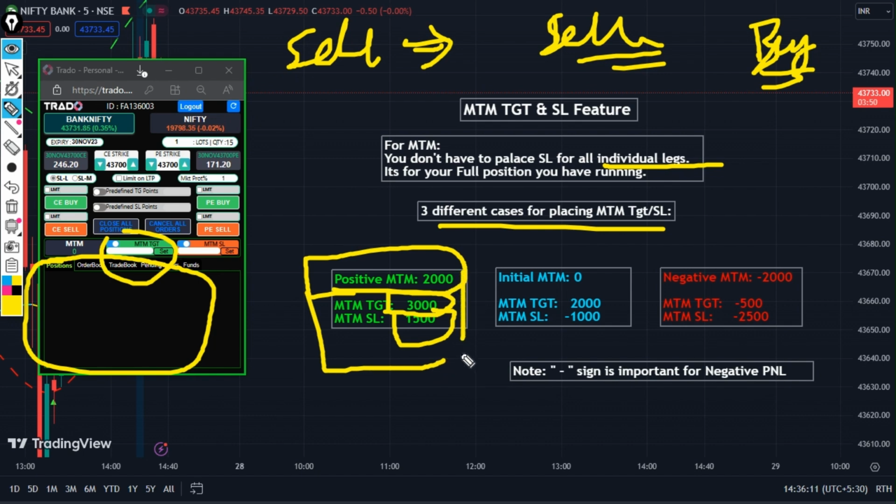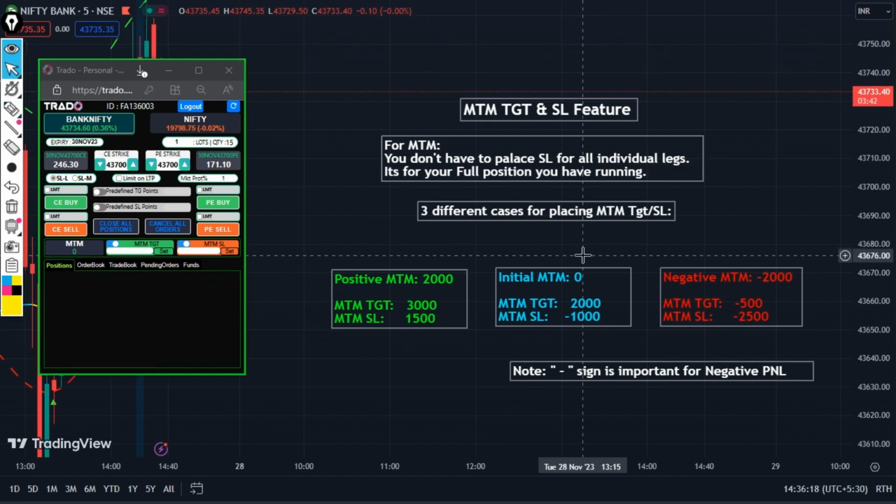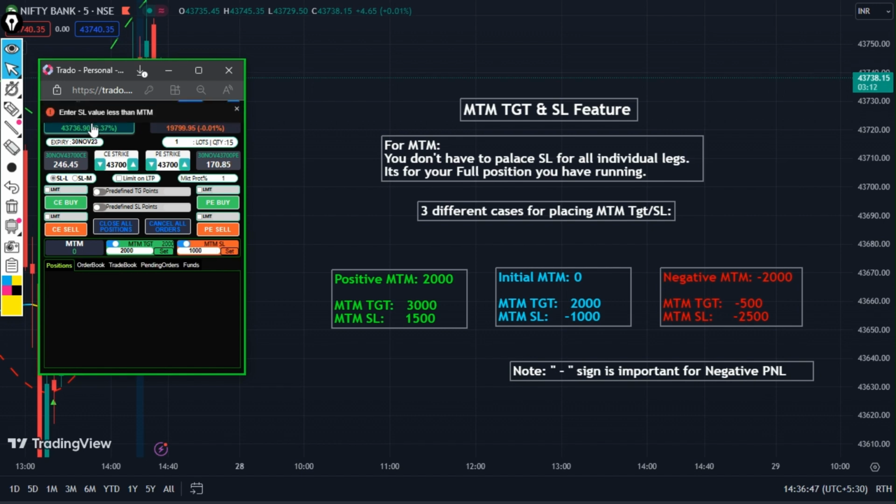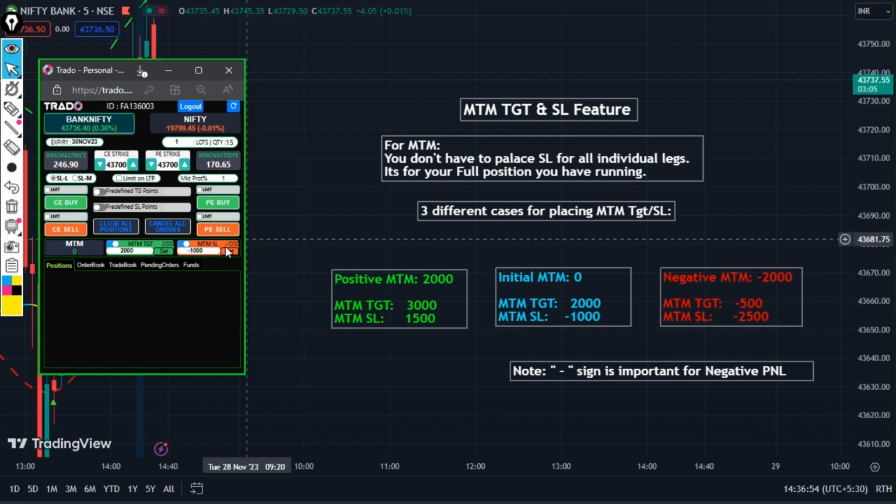For initial PNL, see, my MTM is 0. In this case, suppose I want to place my MTM target at 2000 rupees, I will simply place 2000 rupees. If my MTM goes to minus 1000 rupees and I want to exit my whole position, then what will I place here? I can't simply place 1000. It will not take it, it will give an error. So here you have to place it with a negative sign. See, now it's set with the negative sign.